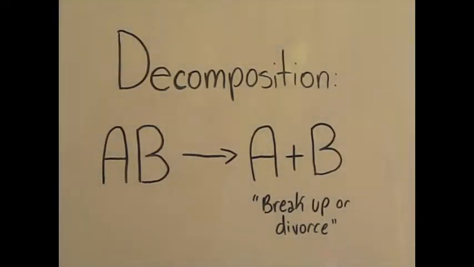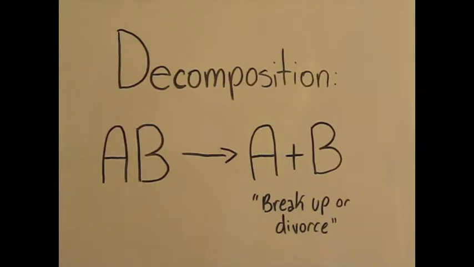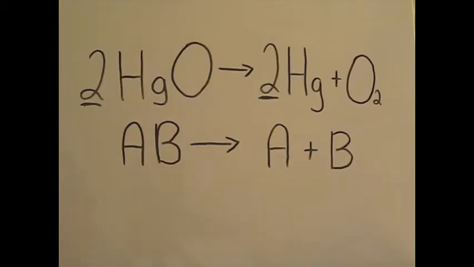Opposite of a synthesis reaction, a decomposition reaction can be written like this: AB yields A plus B. A real-life example would probably be like a breakup or a divorce. A decomposition reaction is when a single compound is broken down into 2 or more products. Here's a real-life example. 2HgO yields 2Hg plus O2. The HgO represents the AB, which yields to A, which would be Hg, plus B, which would be the O2.